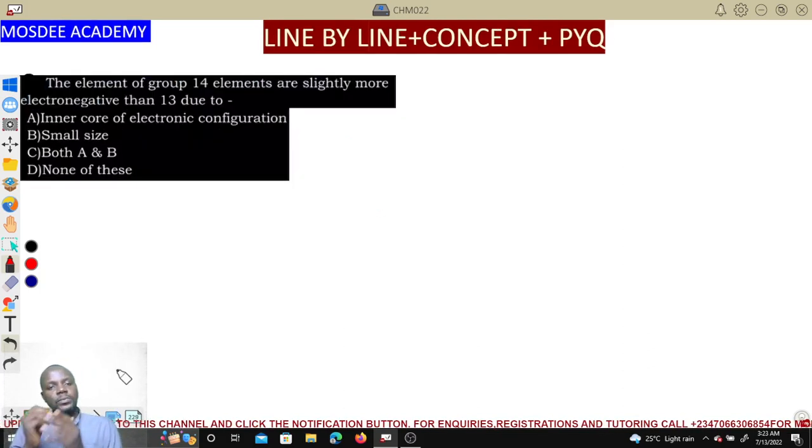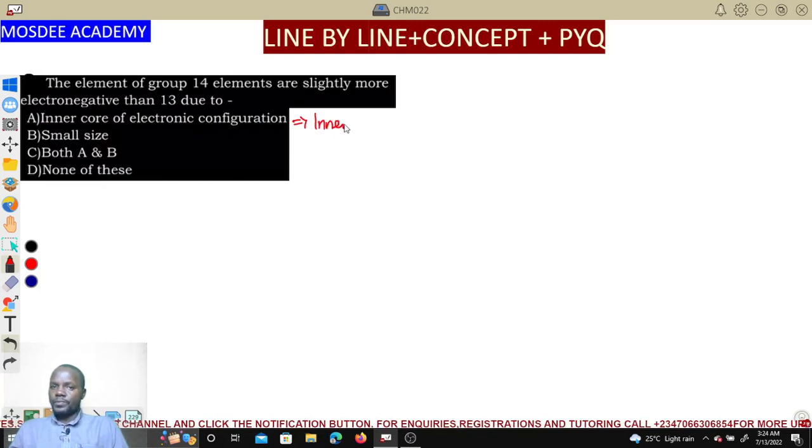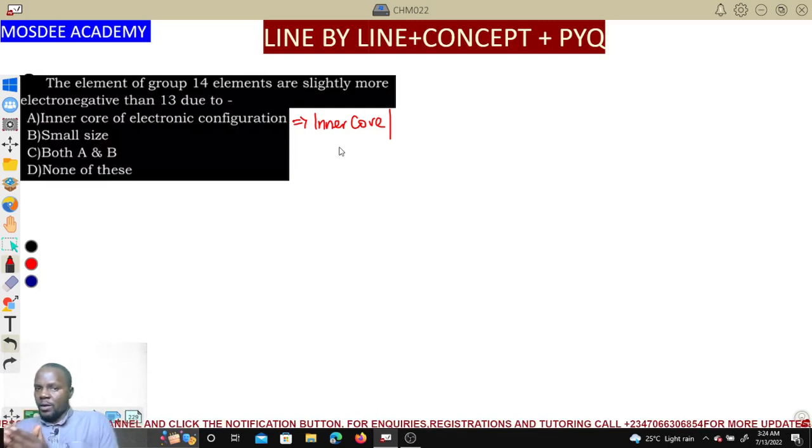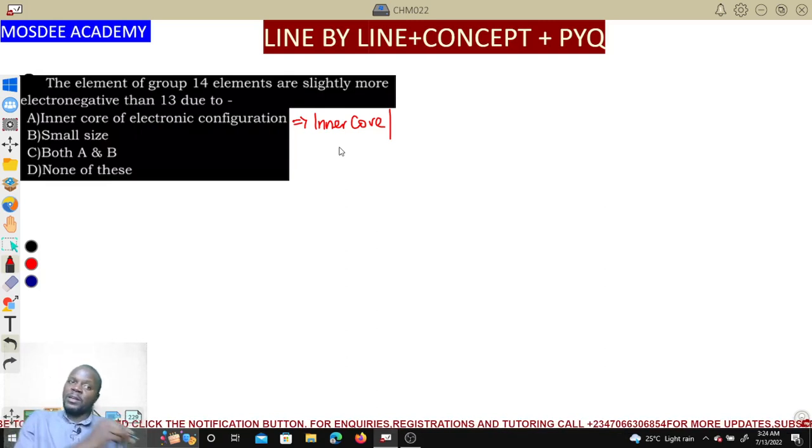The next question: the elements of group 14 are slightly more electronegative than group 13 due to dash. I think we talked about this as well. We can talk about their inner core. The inner core is one of the major reasons, and it is the configuration inside. Please note that the method of getting this is ns, (n minus 1)d, np. If the inner core is filled up, there will be no ability to release or gain electrons. If the f orbital is filled up, that particular thing cannot undergo reaction. So the inner core definitely affects electronegativity, the tendency to release or gain electrons. In whatever case, the inner core can always be attributed to a change in electronegativity.